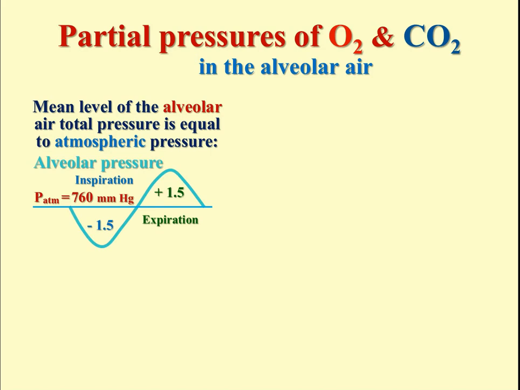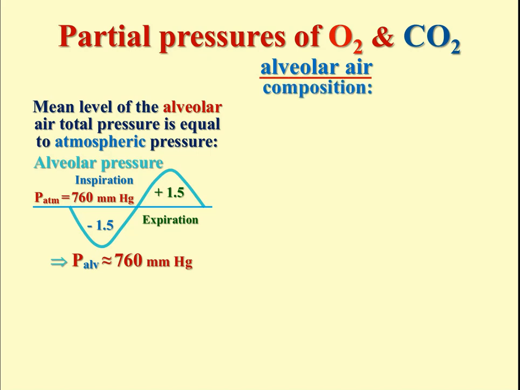The standard value of the atmospheric pressure is considered to be 760 millimeters mercury. Of course, that differs and depends on how high above sea level we are located, but usually it's about like this in many places. And so alveolar pressure, which is slightly higher during expiration and slightly less during inspiration, on average is equal to the atmospheric pressure.